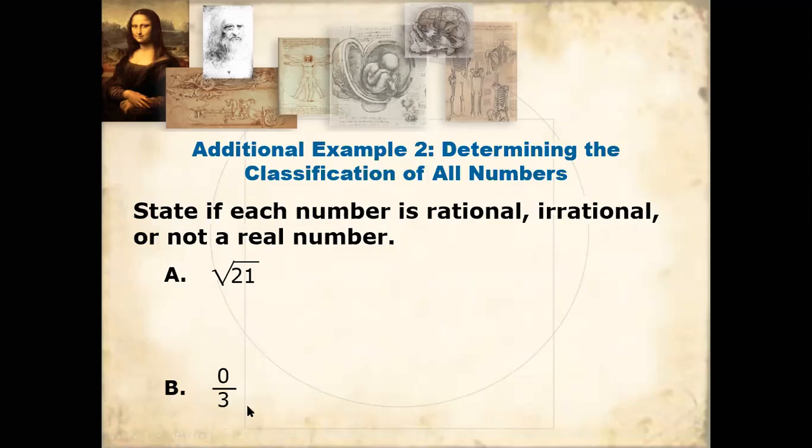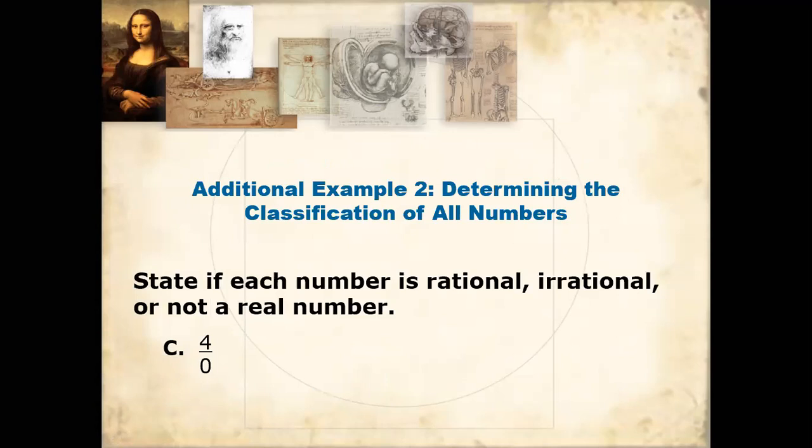What about 0 over 3? Rational or irrational? Rational. Right? And what else? Whole. Integer. And real. Okay, so it's rational and we can say it's real.